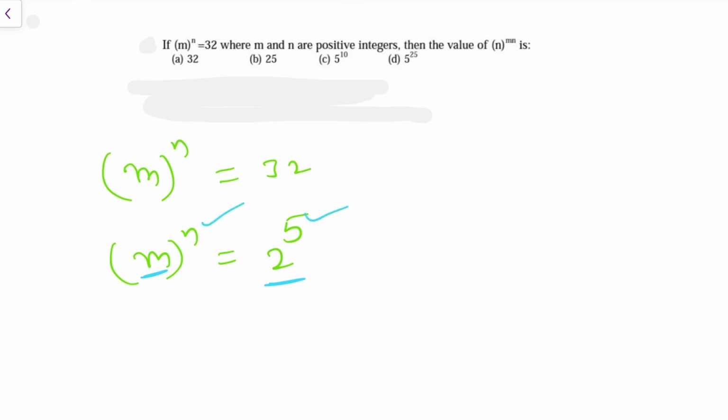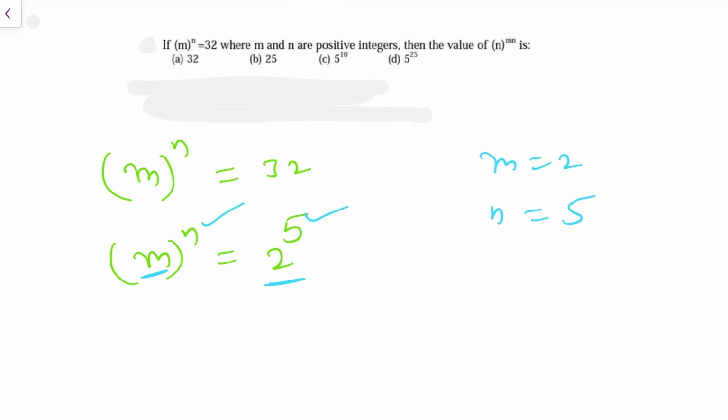If m power n is equal to 32, m power n is given as 32. So m power n is equal to 32 can be written as 2 power 5. Except as 2 power 5, we cannot write it as any other power. So that's why I'm writing the only possibility, 2 power 5. Then I can compare m to the 2 and n to the 5. So I can say that m value is 2 and n value is 5.